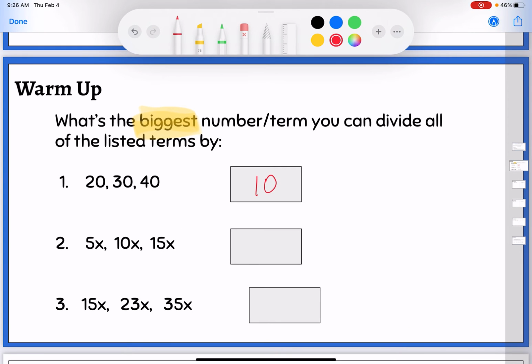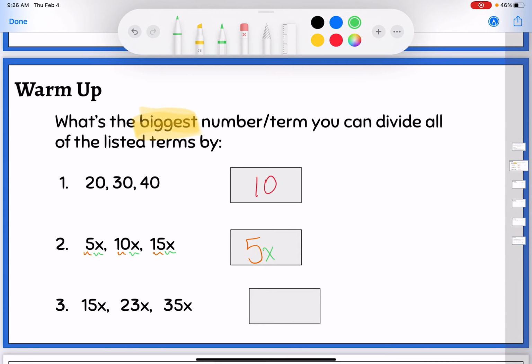All right, now in number 2, I see that the biggest number that I could divide all of these by would be 5. But I notice that they all have an x in common. I could divide all of them by x and it would work out great, right? X would be a factor in each of those terms. So my biggest term that I can divide all of them by would be 5x.